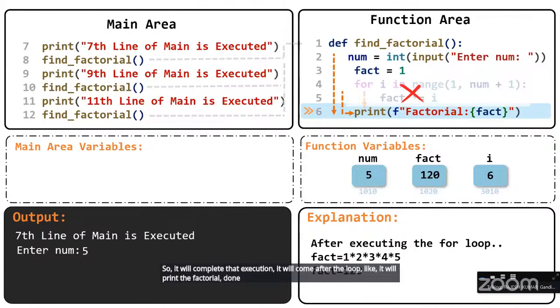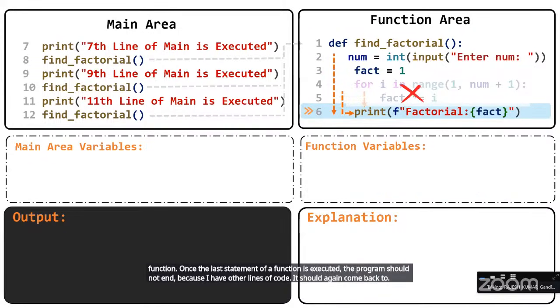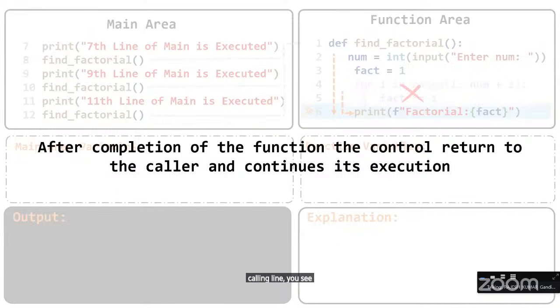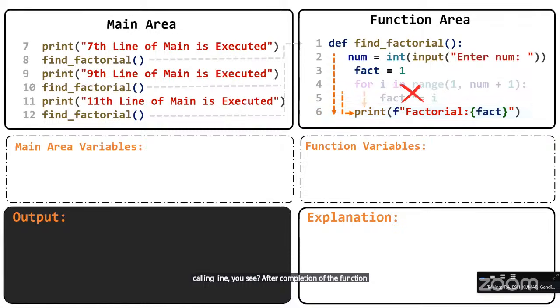Now, what did I tell you? This is the last statement of the function. Once the last statement of a function is executed, the program should not end because I have other lines of code. It should again come back to the calling line. You see? After completion of the function, control will again come back to the calling line.